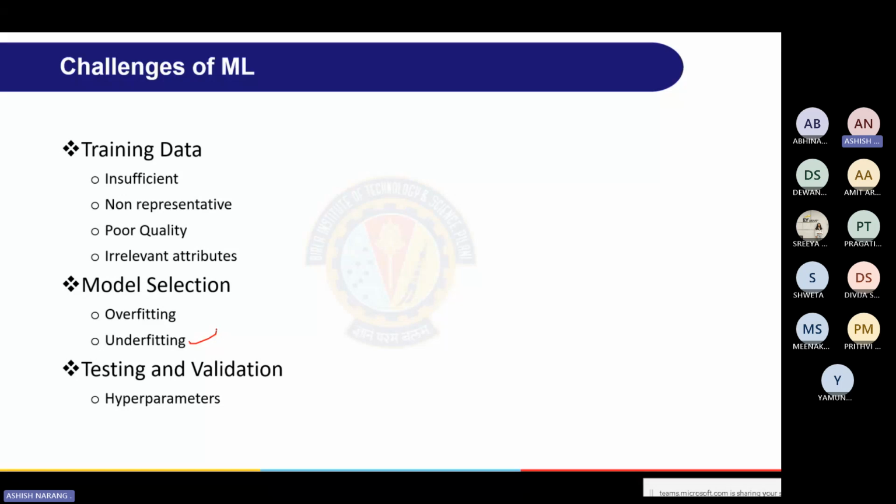And then comes testing and validation using hyperparameters. Now, what are hyperparameters? We will learn what we mean by hyperparameters.